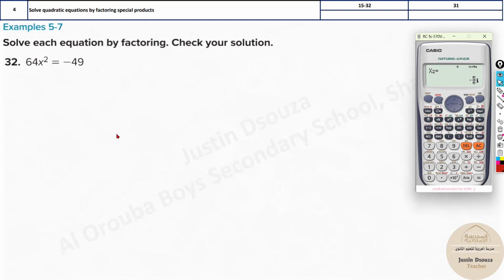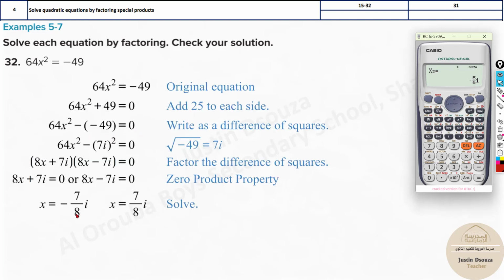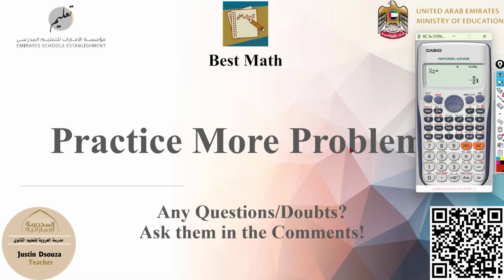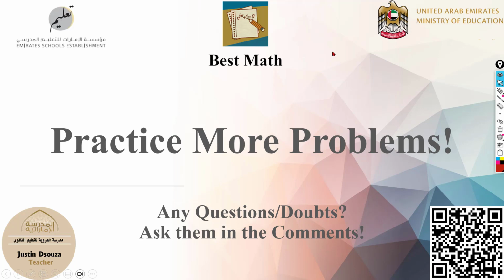And similarly, please do solve this problem and then check your answers. There will be imaginary numbers, because over here everything is positive: 64x squared plus 49. So to make it minus, you need to add an imaginary number. That's how we solve it. I would highly recommend you to just use the calculator and solve it easily. It will be more accurate and it will save a lot of time.